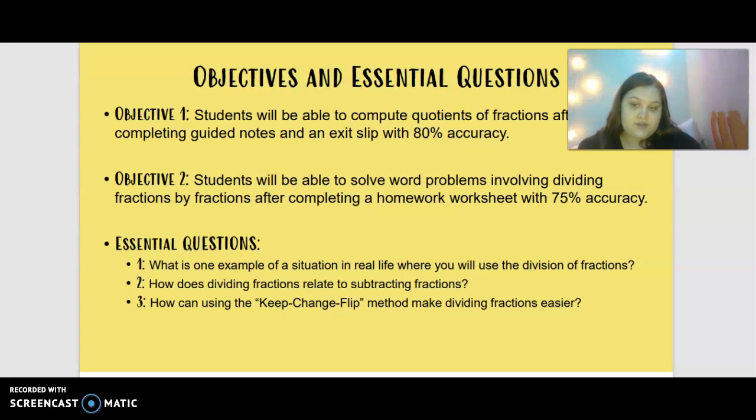Some essential questions we have for this lesson are: what is one example of a situation in real life where you will use the division of fractions? How does dividing fractions relate to subtracting fractions? And how can using the keep, change, flip method make dividing fractions easier?